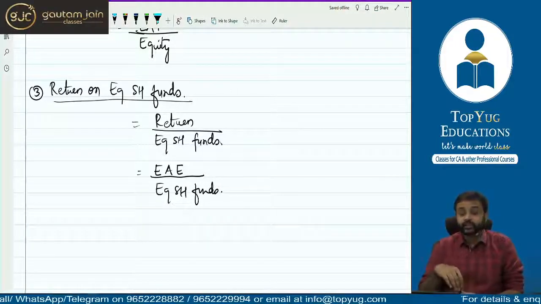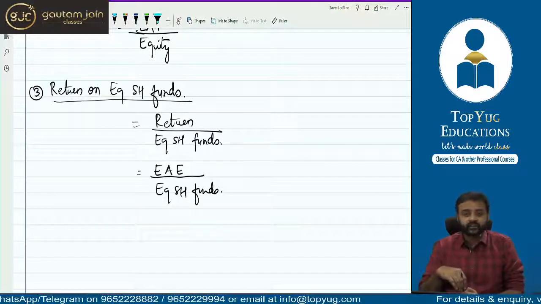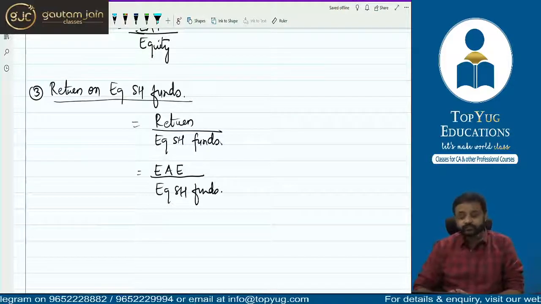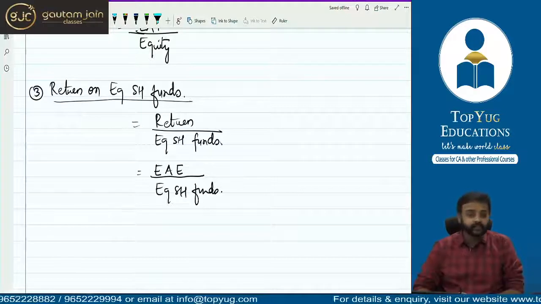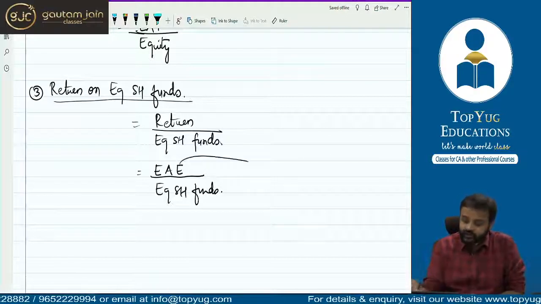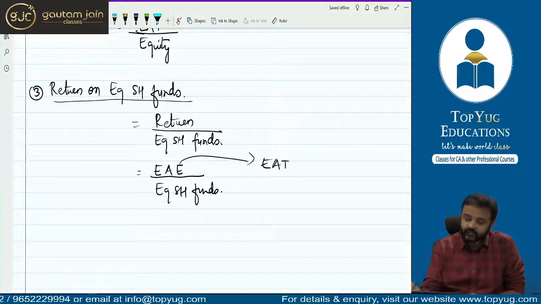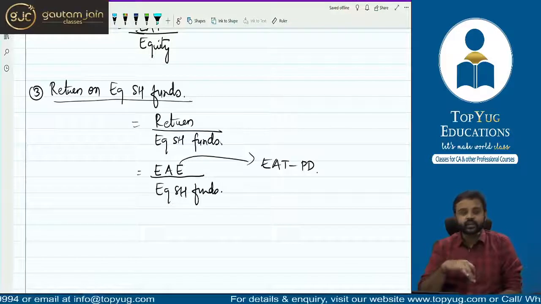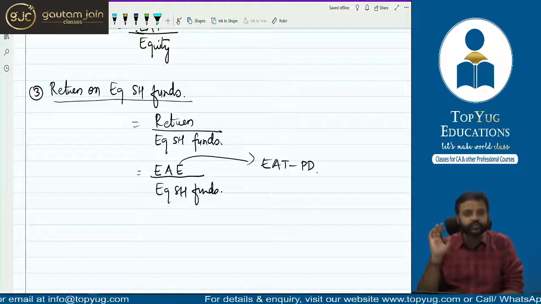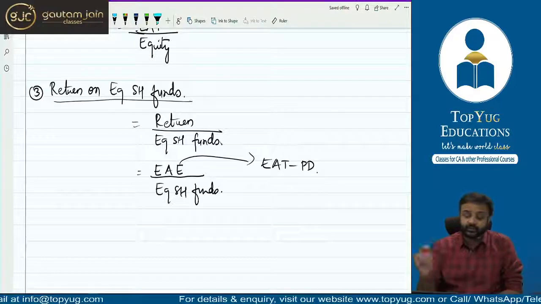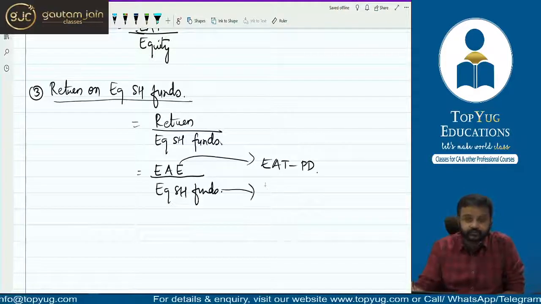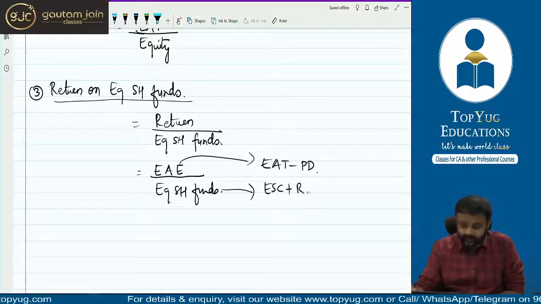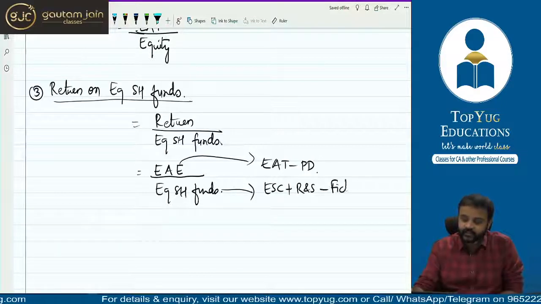So return on equity shareholders funds means you'll take return divided by equity shareholders funds. You're able to understand how much is the return generated for equity shareholders funds, and that return is nothing but earnings available for equity shareholders. How do you arrive at this? As we said, EAT minus preference dividend. If preference dividend is not there, then obviously the EAT itself is earnings available for equity shareholders, divided by equity shareholders funds. How do we get equity shareholders funds? Equity share capital plus reserves and surplus minus the fictitious assets.